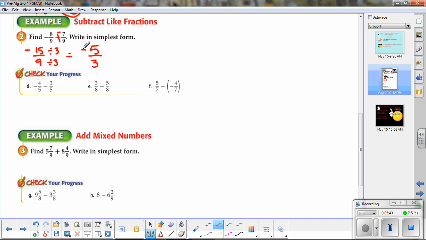This is an improper fraction, so we'll have to make it a mixed number. It's still going to be negative. 3 goes into 5 one time with 2 left over. Keep the bottom the same. You may want to pause the video and try the next 3 on your own.